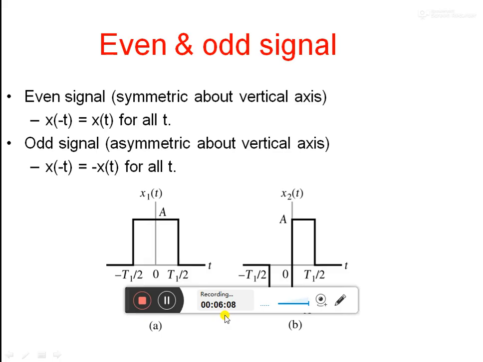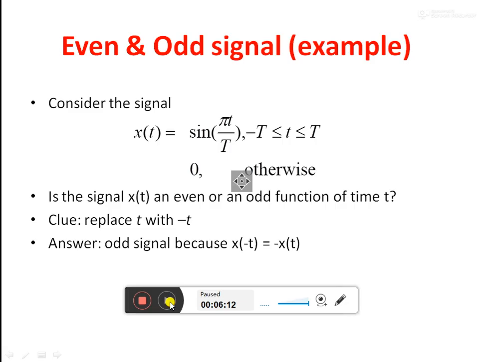So this is the classification of the signal based on the symmetry property. This example shows where your sine signal is considered to be an odd signal, because if you replace t with minus t here, it is going to take the value minus sin pi t by t. So hence sine is always an odd function.